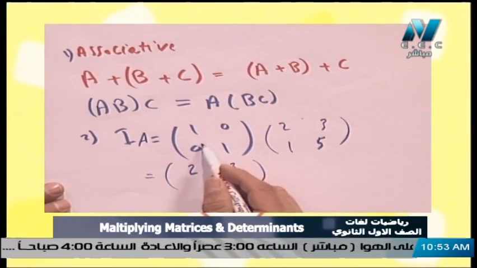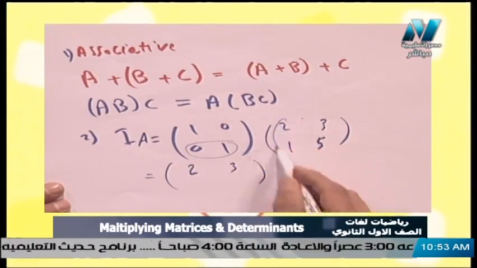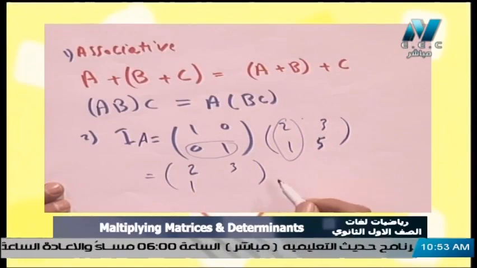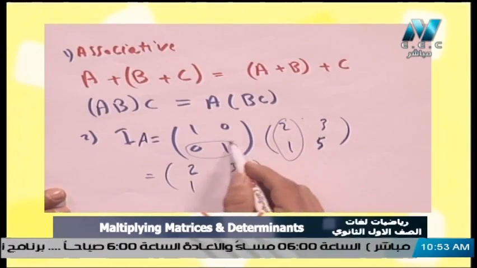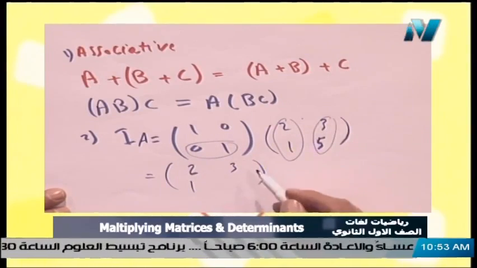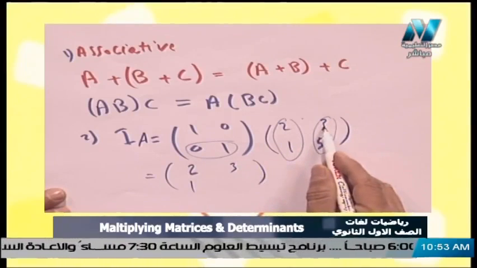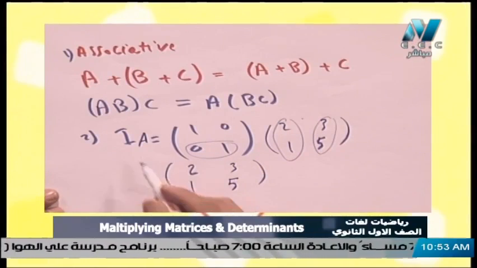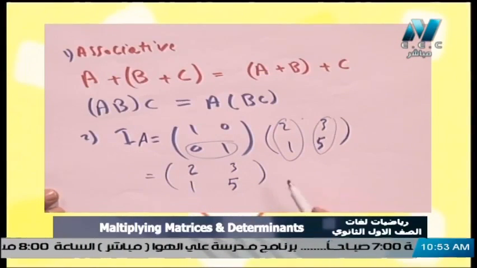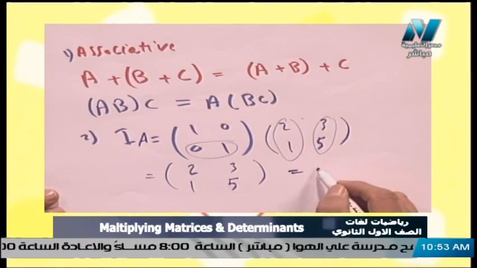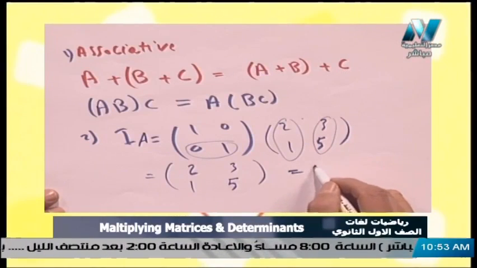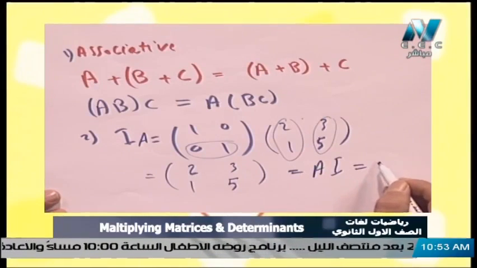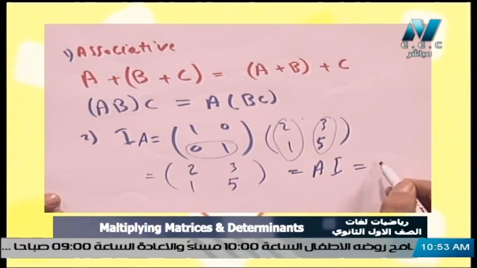And we will multiply this row by this column also. 0 times 2 equals 0, and 1 times 1 equals 1, so it's 1. And this one multiplies this column. 0 times 3 equals 0, and 1 times 5 equals 5, so the answer equals 5. This is I multiplied by A. And the answer, if we investigate, equals A multiplied by I, so it's A itself.